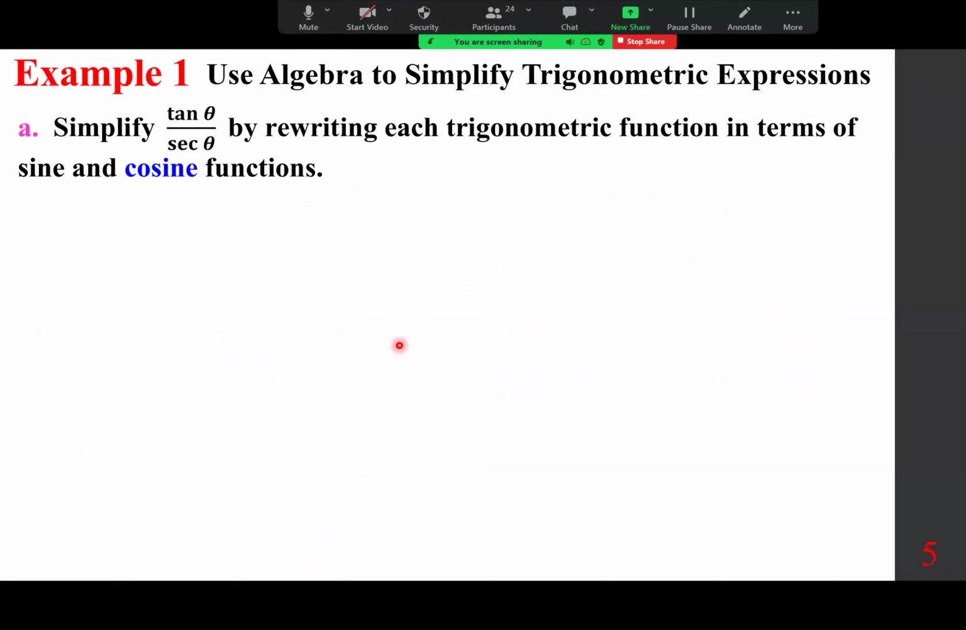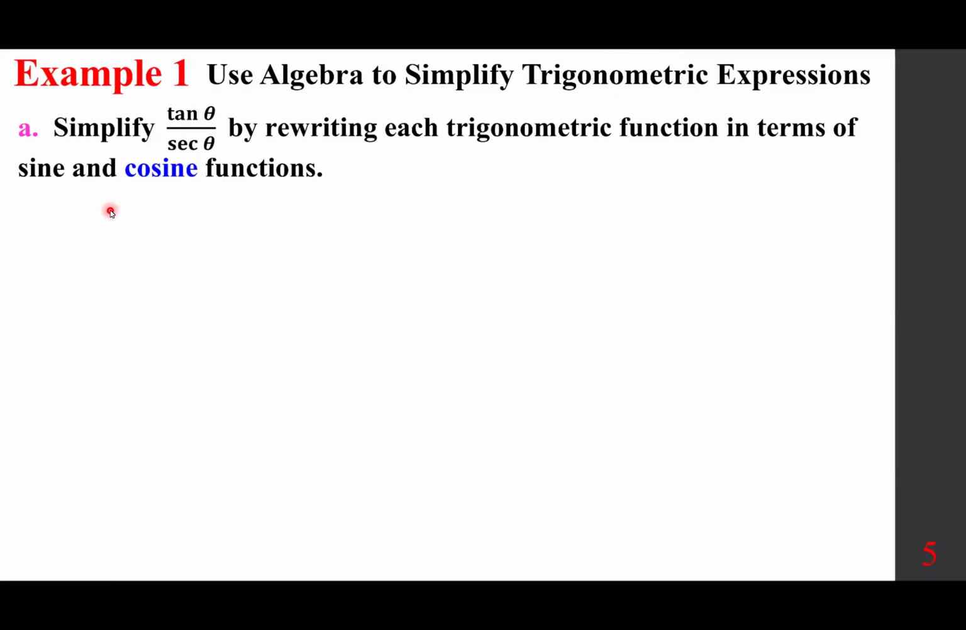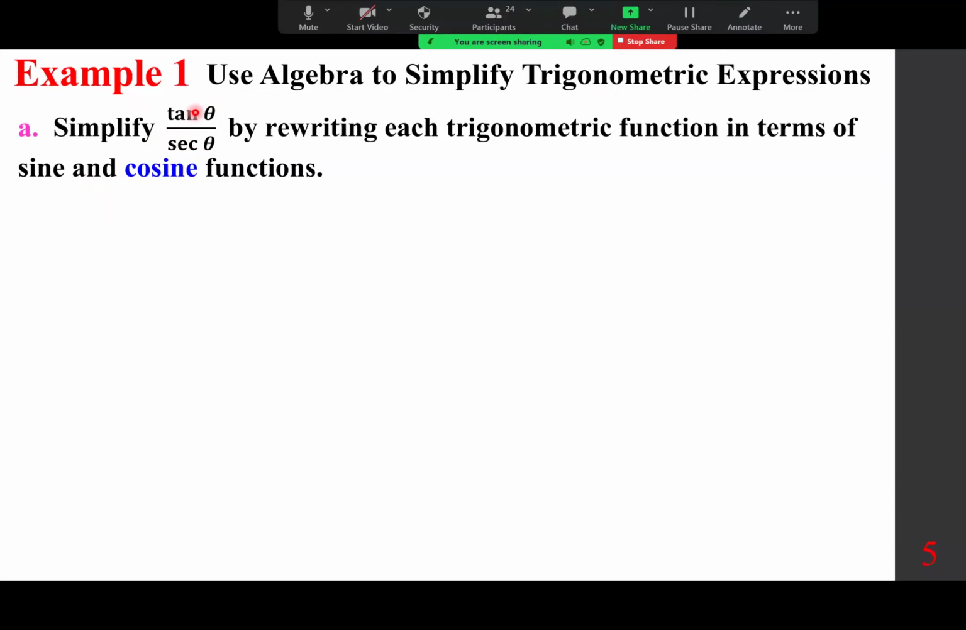All right, use algebra to simplify trigonometric expressions. We want to simplify tan theta over secant theta by rewriting each trigonometric function in terms of sine and cosine. By the way, even if they don't mention it, normally most of them we change to sine and cosine. That means not only a tangent, also cotangent, also secant, also cosecant. Normally that works. So with that being the case, tangent becomes sine over cosine and secant becomes 1 over cosine.